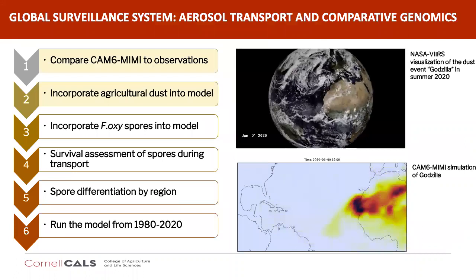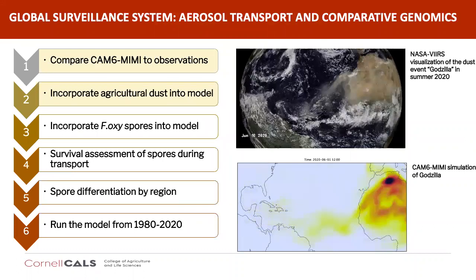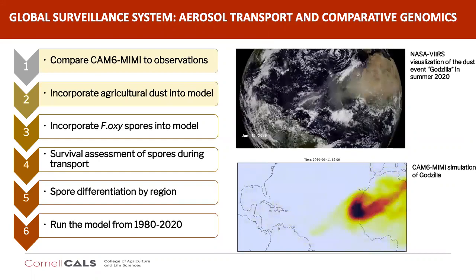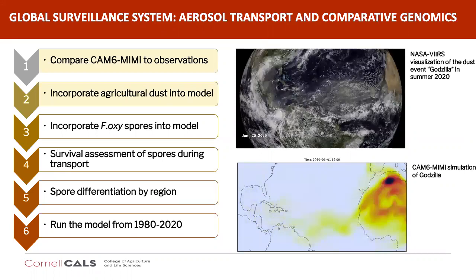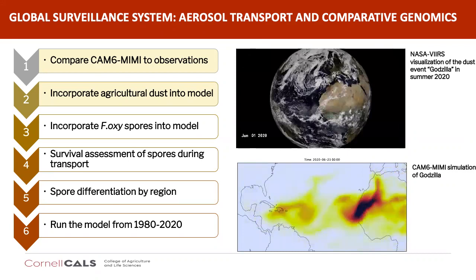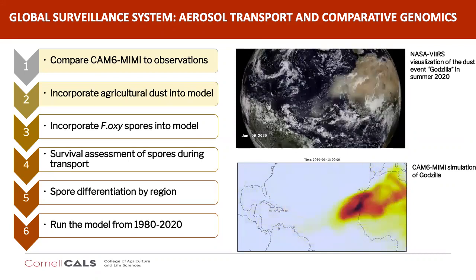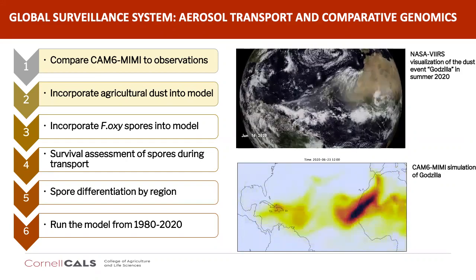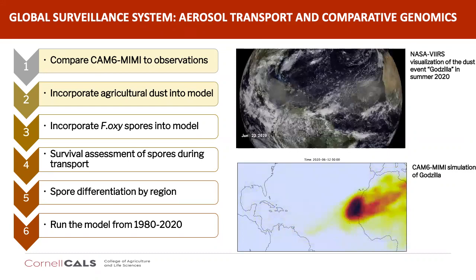The goals for the atmospheric modeling side were to compare the existing Earth system model CAM6-MIMI to existing observations by parameterizing the model for the dust event Godzilla in summer 2020. Additionally, this model was modified to incorporate agricultural dust, which is our target here because we want to know if agricultural dust is carrying spores of Fusarium oxysporum.